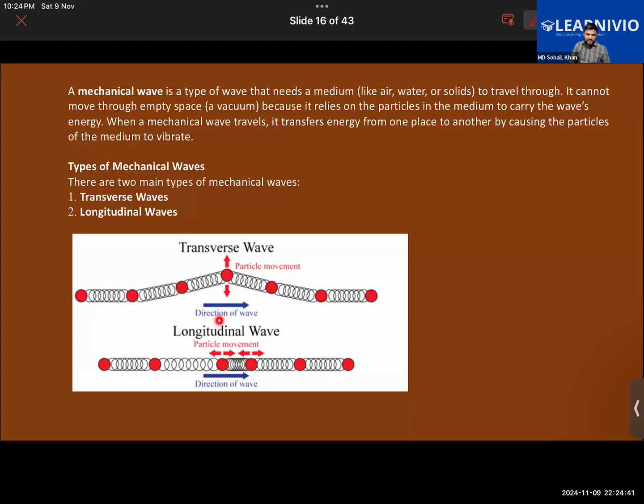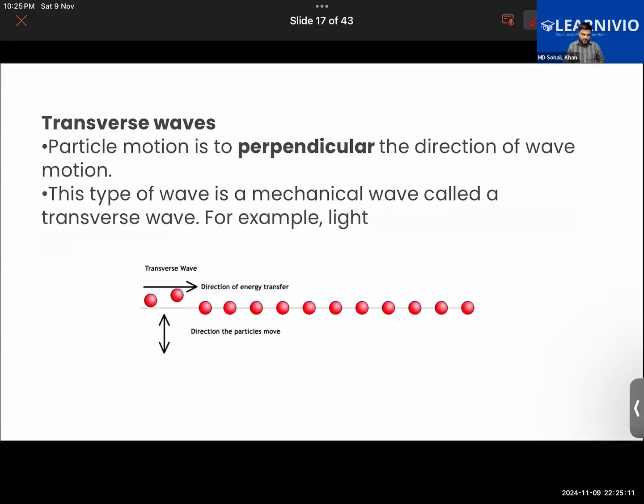In this transverse wave, what is happening here? Take a look at this case. The red dots that you're seeing, you can think of them as the particles. And this is the direction in which the wave is traveling. You are seeing that the motion of the particle is perpendicular to the direction of the wave here. Take a look at this animation, that will clear your doubt further.